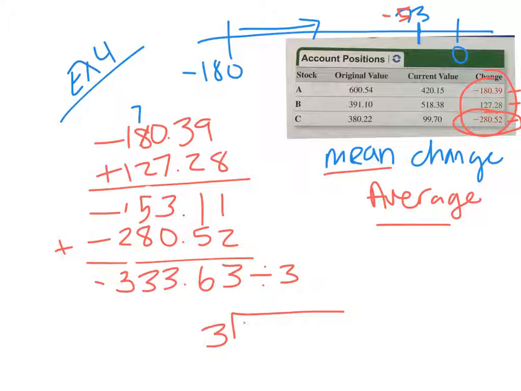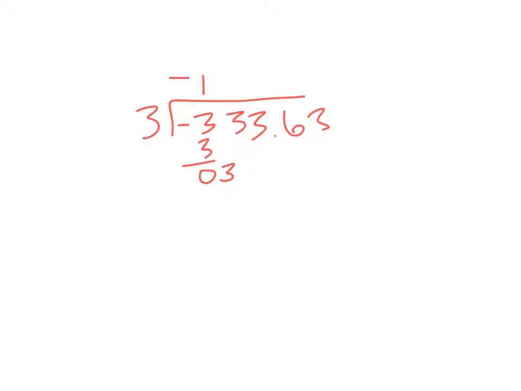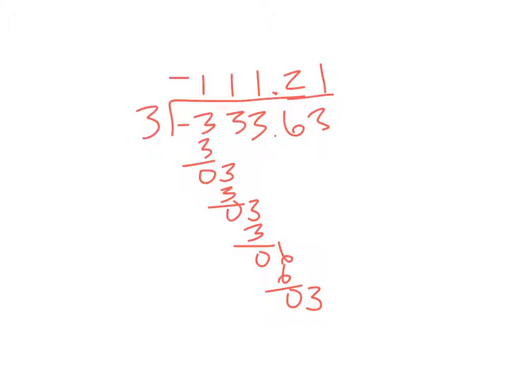So 3 goes into 3. I'm going to go to the next page. 3 goes into 333.63. Now this is a negative, so what's my answer going to be? Negative. 3 goes into 3 how many times? One more time. Let's bring down my 6. 3 goes into 6 how many times? 2. Bring down my last 3. 3 goes into 3. 1. Woo! That's a lot of 3s. At least it's all multiples of 3, so it divides evenly.